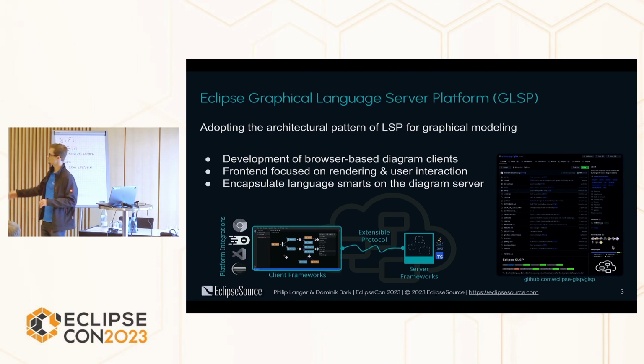Eclipse GLSP obviously is open source. You can find it on GitHub at this URL, which is pretty small, but I'm sure if you Google it, you will find it as well. Essentially, it provides four types of frameworks. First of all, a set of server frameworks in Java and in TypeScript that you can use to build your specific diagram servers, for instance UML, BPMN, or whatever language you like to build, on top of these frameworks, either in TypeScript or in Java.